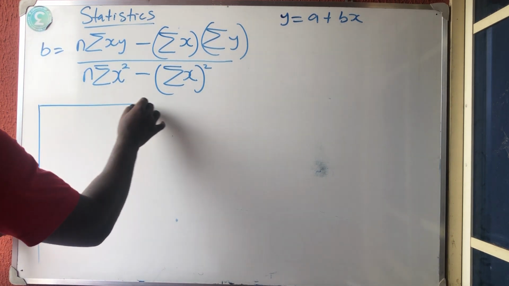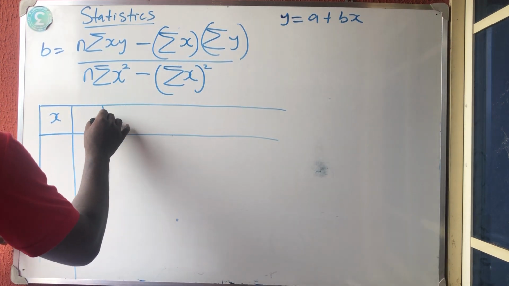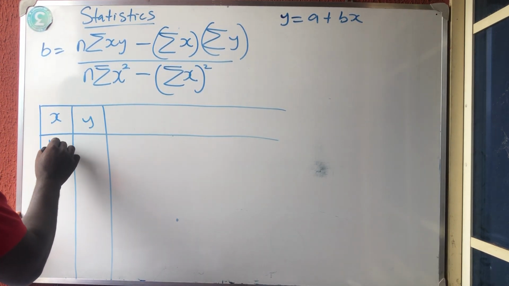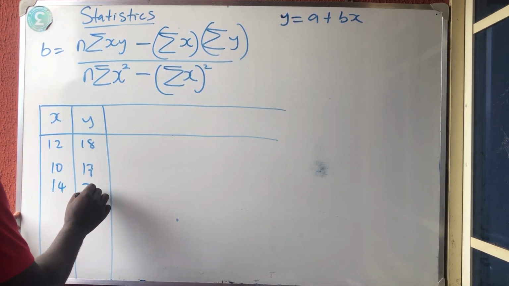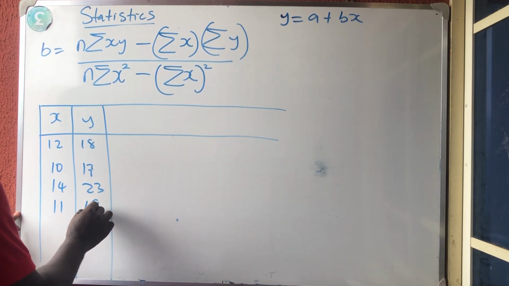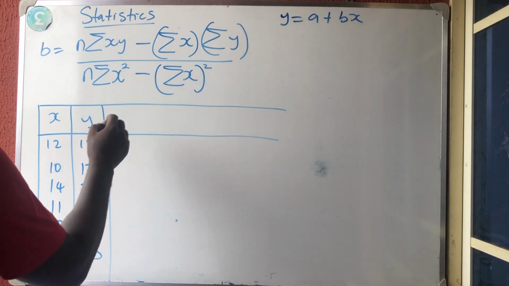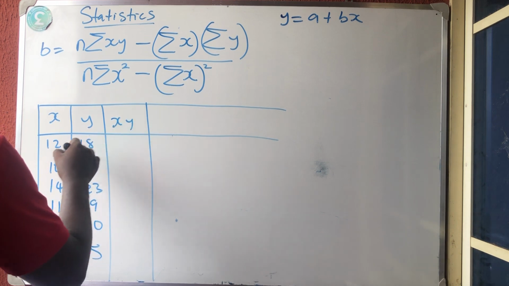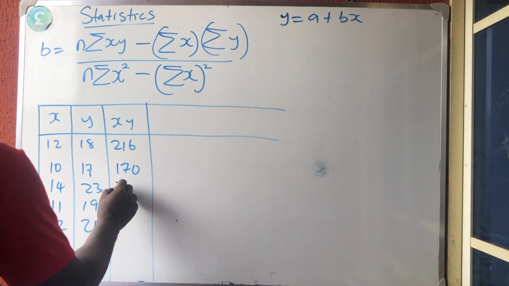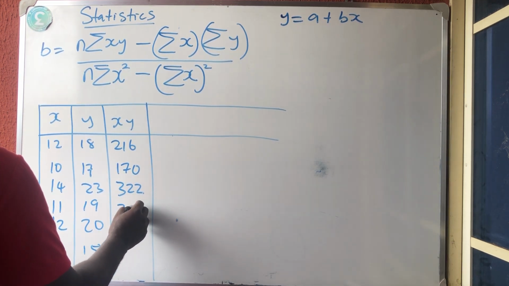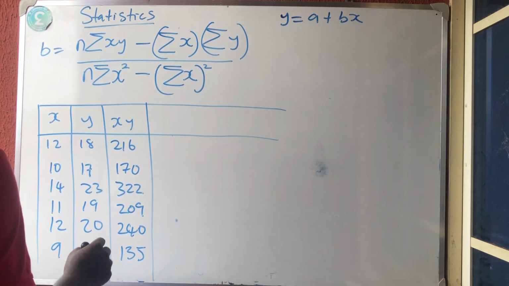So let us get those things. The first one we are having is our x, our y, and I'm having 12, 18, 10, 17, 14, 23, 11, 19, 12, 20, 9, 15. The next one we need is what? From this formula we need our x and y. This time this gives 216, 170, 322, 209, 240, 135. Then we need x squared.